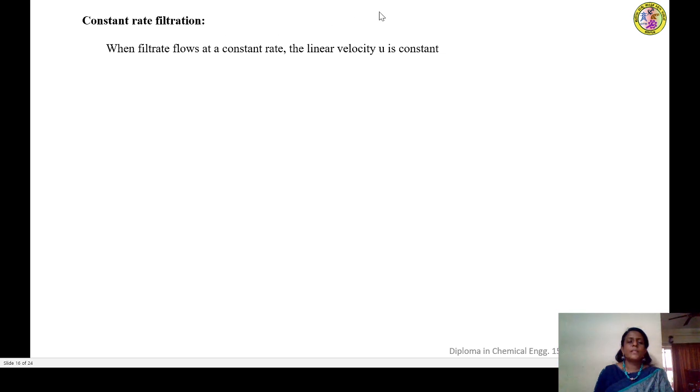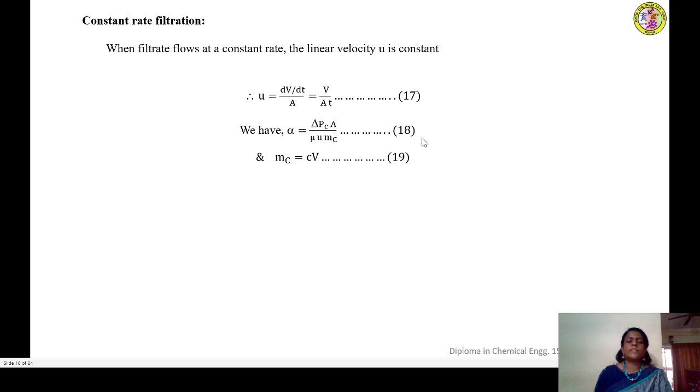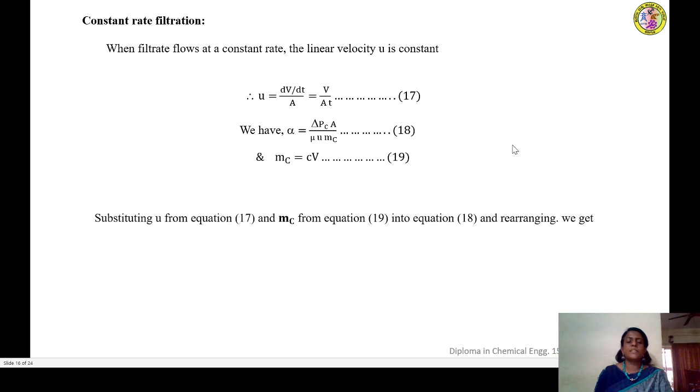So let us now write down a few equations for constant rate filtration. When the filtrate flows at a constant rate, the linear velocity u will be constant. So then u is equal to dv by dt by a, which will become simply v by at. Keep this as equation number 17. Then alpha will become delta pc a by mu u mc, equation number 18. Then mc is equal to c into v, equation number 19.